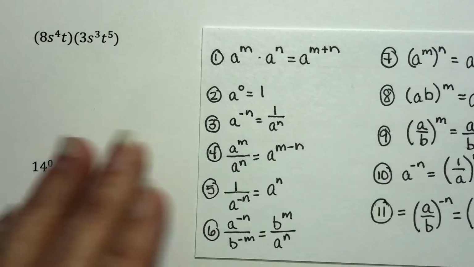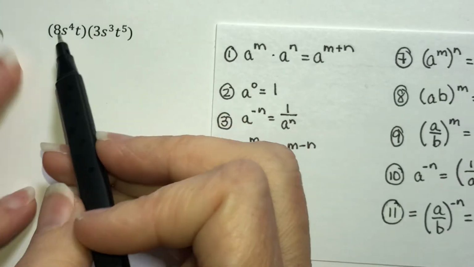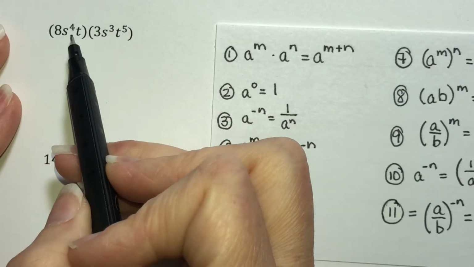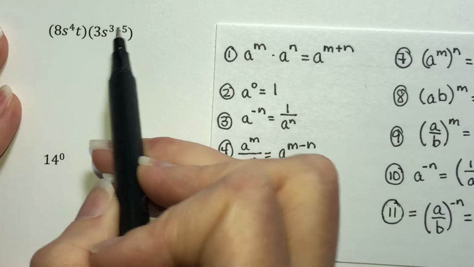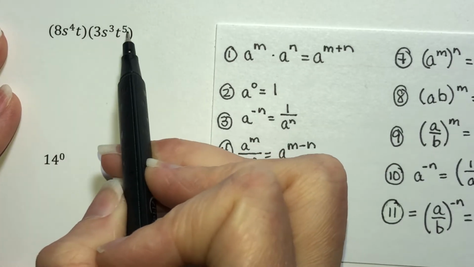This is part 2 of sections 5.1 and 5.2. We have been working with our power rules. We want to simplify here: 8s to the 4th power times t times 3s to the 3rd power t to the 5th power.